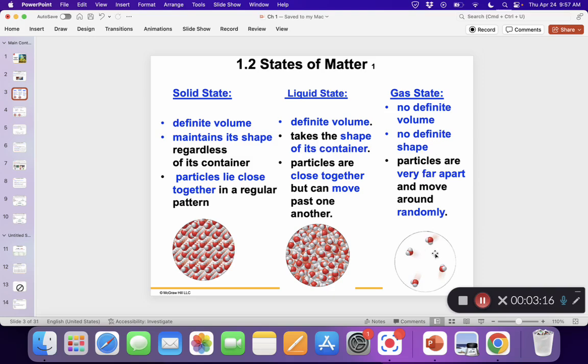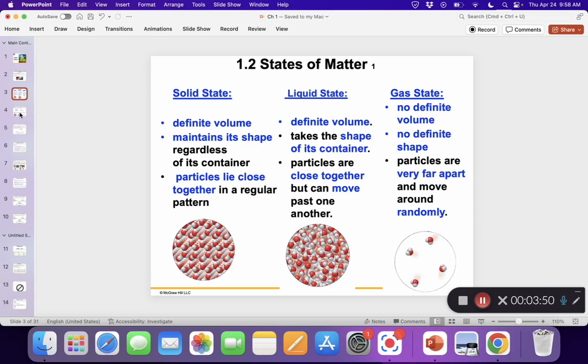Why? Because in the gaseous state, the particles are far apart from each other. They can move around randomly and occupy all the volume of the container. So the fundamental difference between the different states of matter is the distance between the particles, which we call the interparticle distance. Now we understand the different states of matter.